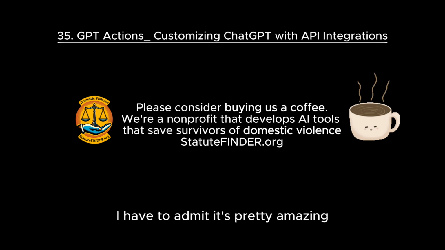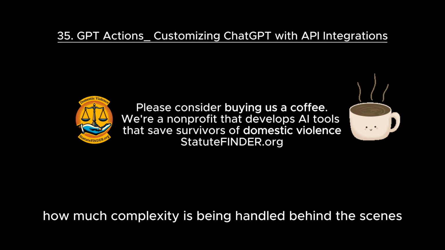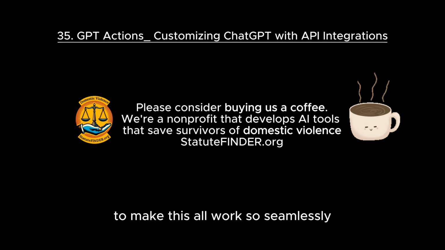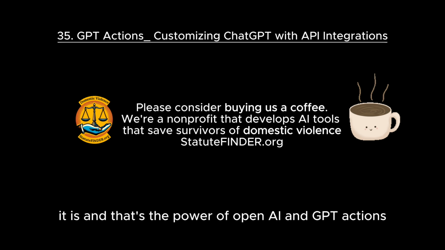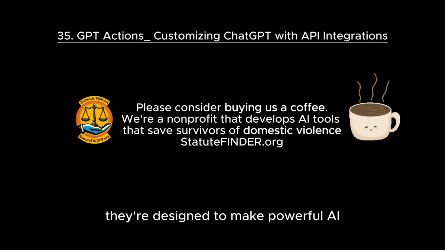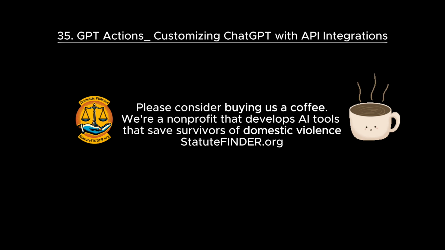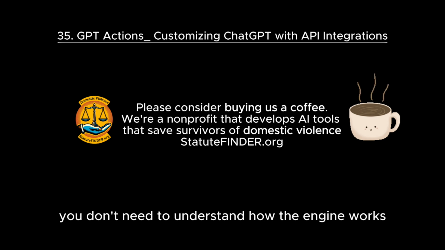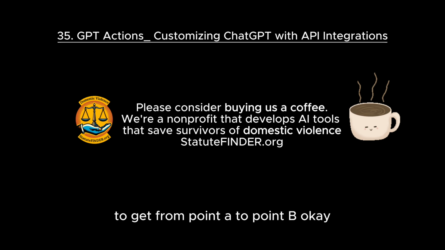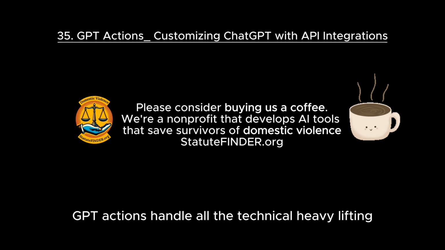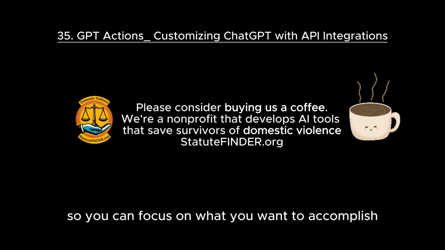I have to admit, it's pretty amazing how much complexity is being handled behind the scenes to make this all work so seamlessly. It is. And that's the power of OpenAI and GPT actions. They're designed to make powerful AI capabilities accessible to everyone, even if you're not a coding expert. So even though there's all this JSON and API stuff happening in the background, I don't actually need to know the ins and outs of how it works to use it. Not at all. Think of it like driving a car. You don't need to understand how the engine works to get from point A to point B. Similarly, GPT actions handle all the technical heavy lifting, so you can focus on what you want to accomplish.